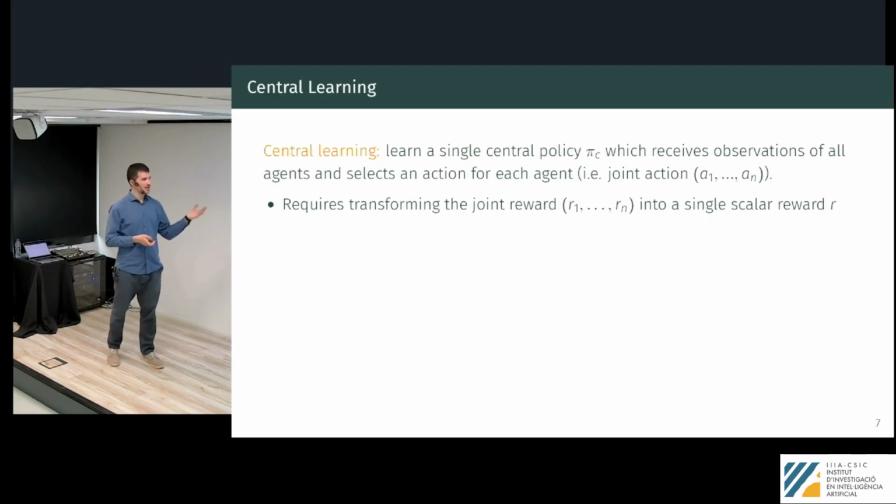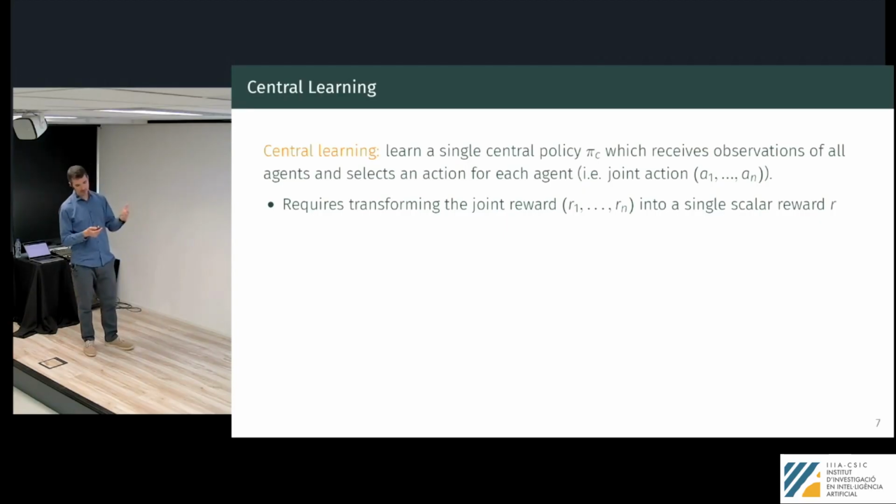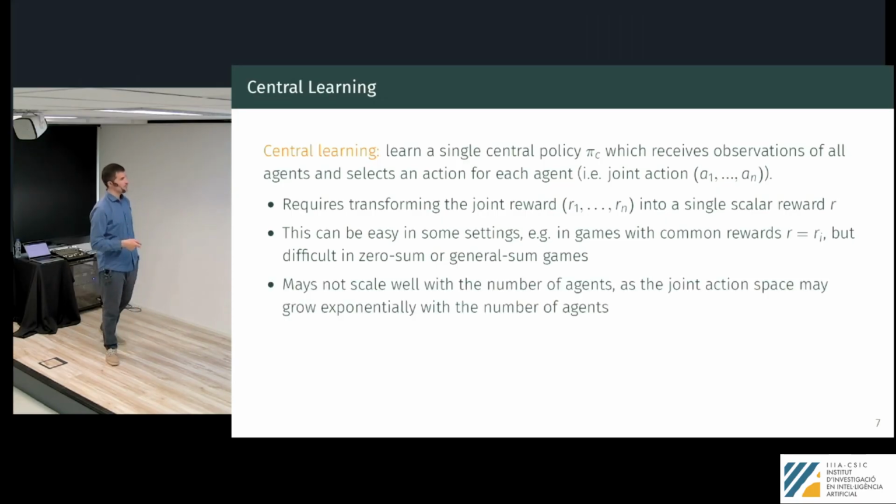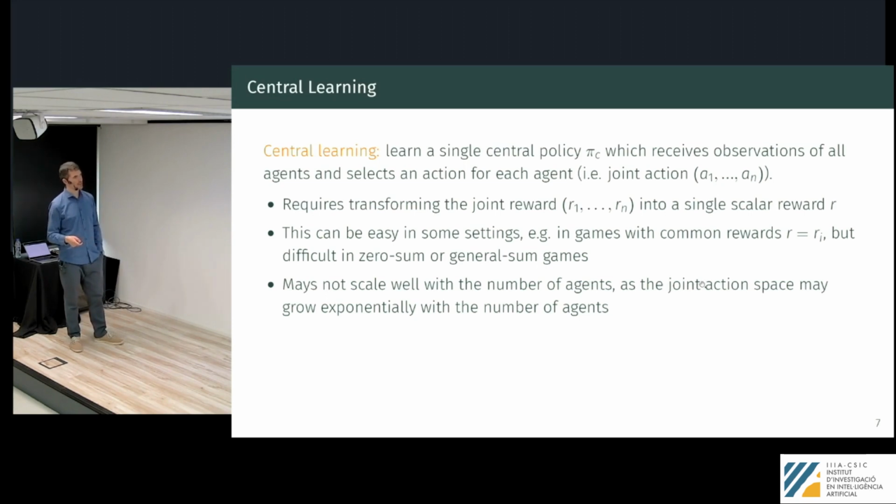So there's a problem why central learning might not be feasible or interesting in all cases. It can be easy in some settings, for example, when you have common rewards, but in other settings, it's not clear how you might want to do this. It also may not scale well with the number of agents because the space of the joint actions may grow exponentially with the number of agents.